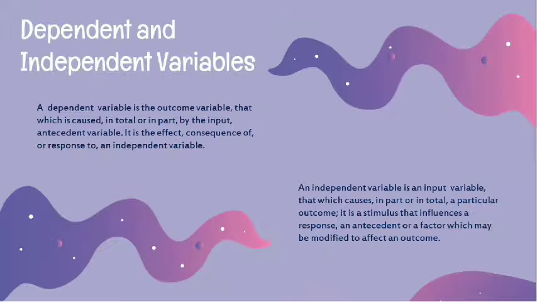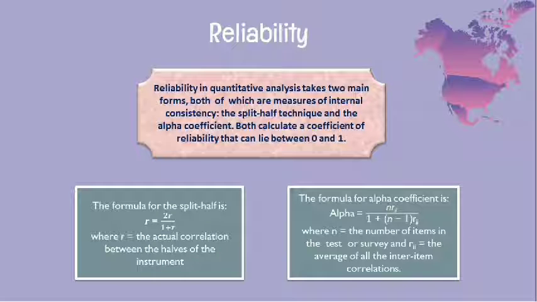The next one is dependent and independent variables. A dependent variable is the outcome variable, that which is caused in total or in part by the input variable. It is the effect, consequence of, or response to an independent variable. The second one is an independent variable, an input variable, that which causes, in part or in total, a particular outcome. It is a stimulus that influences a response, or a factor which may be modified to affect an outcome.